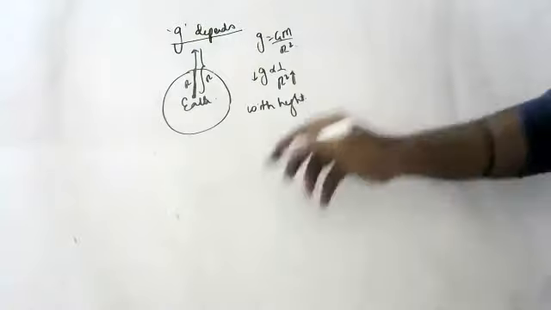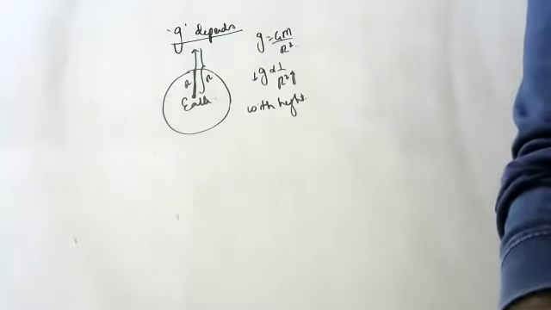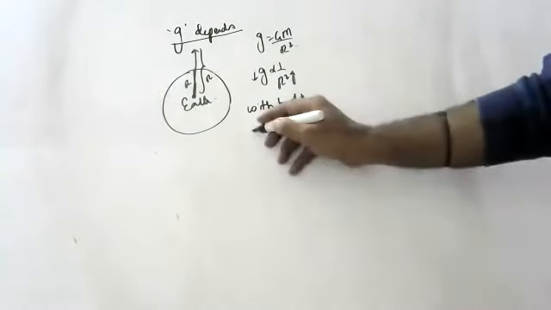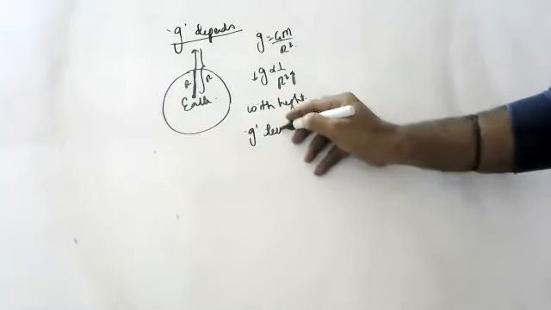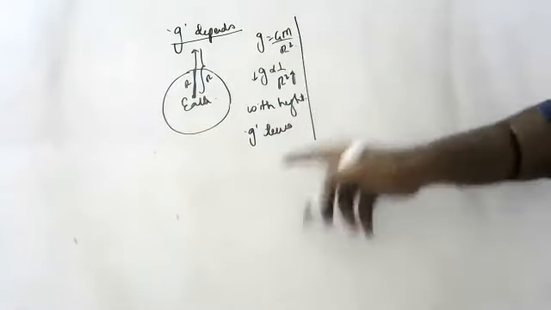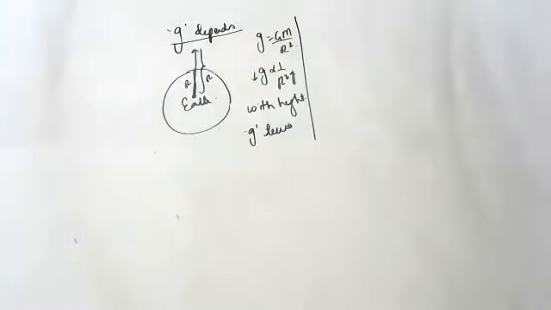Children, with height, what happens to the acceleration due to gravity? With height, acceleration due to gravity decreases. As you go up, acceleration due to gravity decreases.